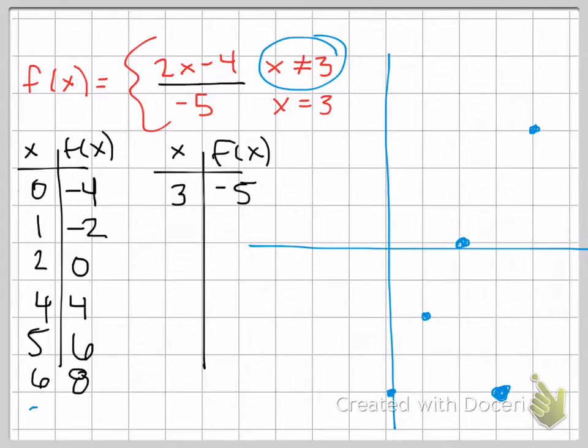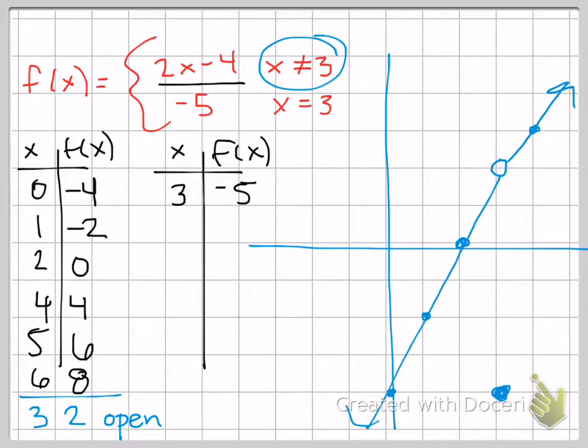So I'm going to plug in 3 here, just so I know where my open dot goes. So when I plug in 3, 2 times 3 is 6, 6 minus 4 is 2. However, this dot is open because it's not defined there. So at 3, 2, I have an open dot. But for the rest of the line, we have a very linear piece. Apparently I can't count because that one is definitely not at 4. 4 would be up there. There we go. So here we have this nice linear piece, and now we're going to answer 2 questions about it.